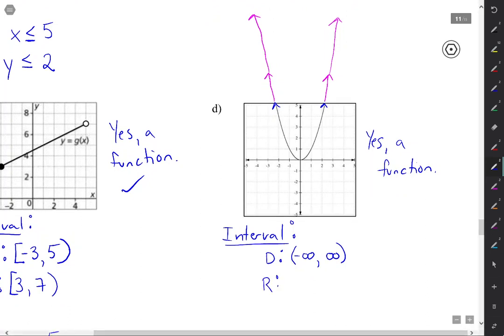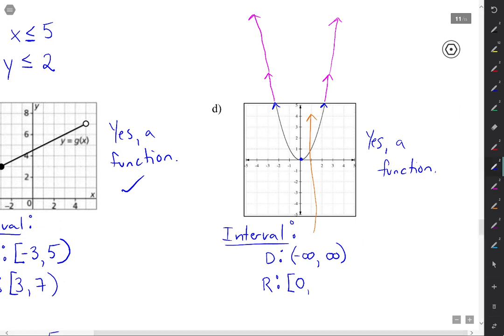Let's do the range. So for the range, the lowest y value, now we have to scan our graph from the bottom to the top. The first time we see our graph going from the bottom to the top is right at this point here. So what is the y value on that point? Well, that would be 0. And is that included in the graph? Yes, it is. There's no open circle there, so we would put a square bracket and a 0. And remember, for this one, we always use the round brackets for infinities.